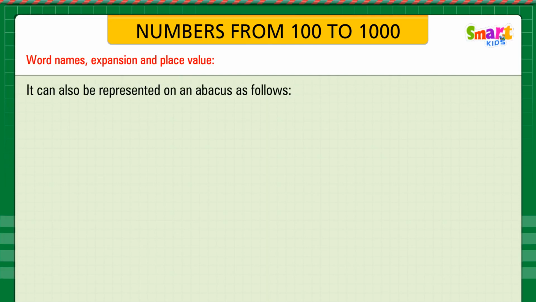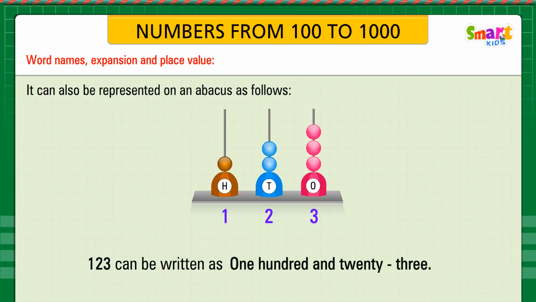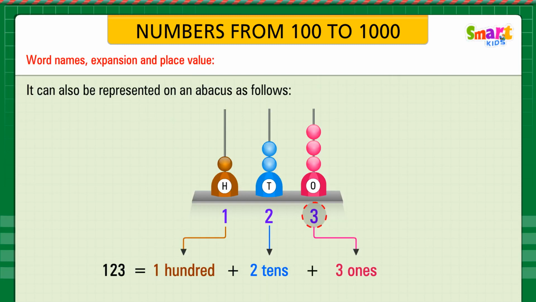It can also be represented on an abacus as follows. Therefore, the number name of 123 can be written as 123. It can be represented in place value as follows. 123 is equal to 1 hundred plus 2 tens plus 3 ones, which is equal to 100 plus 20 plus 3.